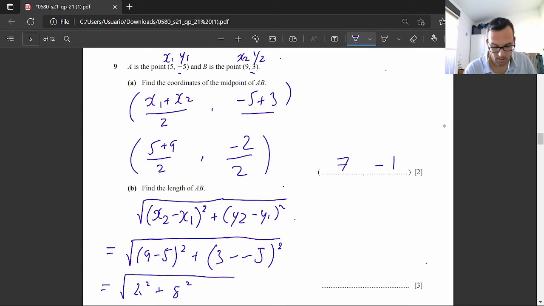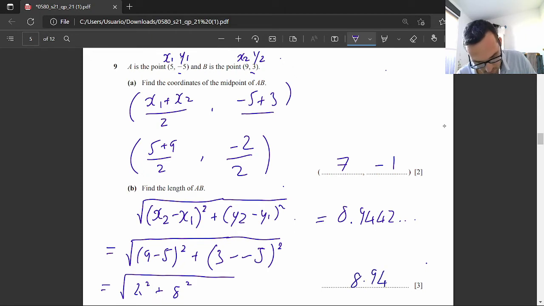Put that into our calculator. Square root 4 squared plus 8 squared. And we get the answer. 8.9442, etc. Rounded to three significant figures, 8.94.